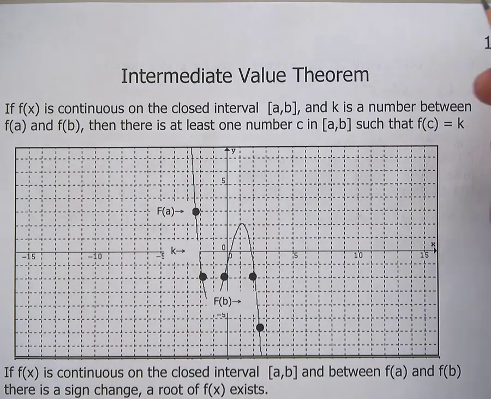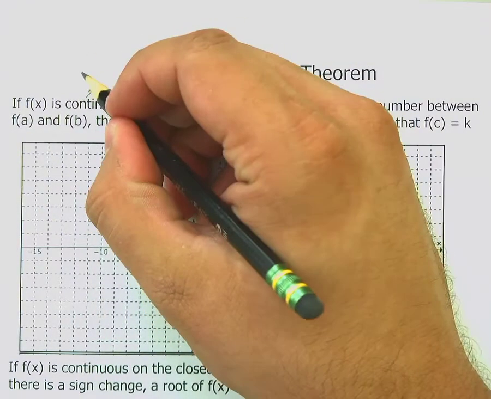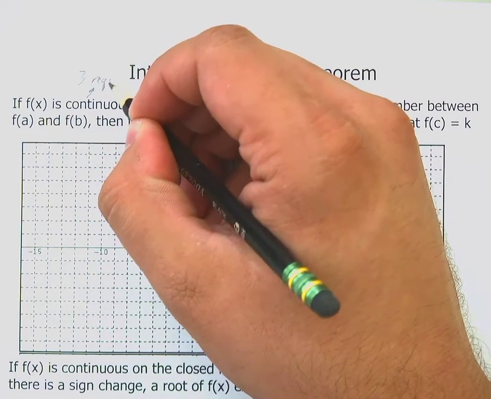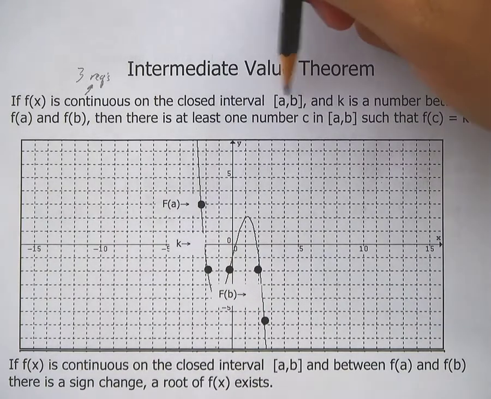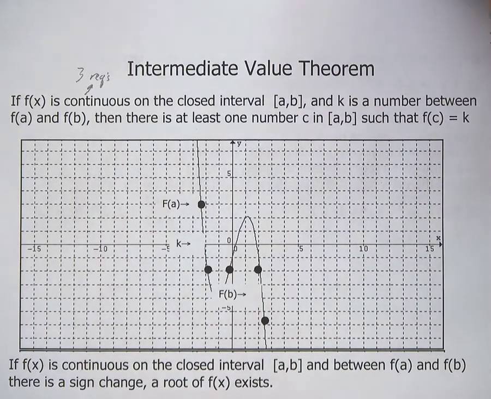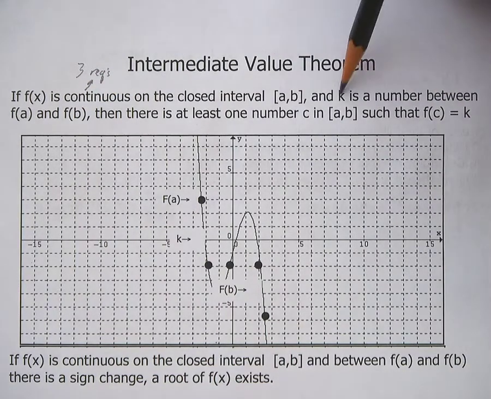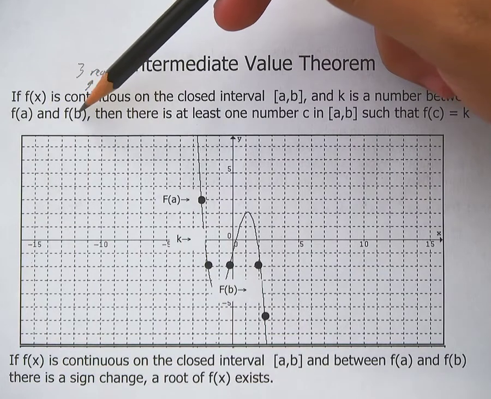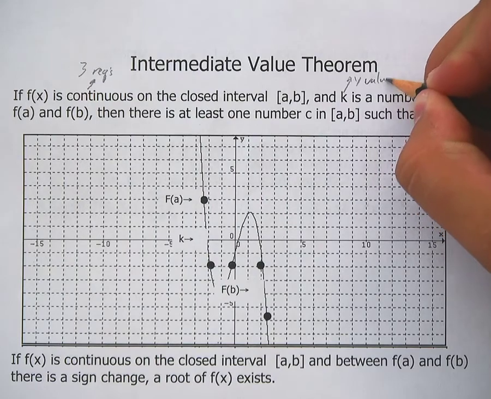All right? If f of x is continuous, everybody remember continuous, I want you to write down that there are three REQs, three requirements for continuous. Remember we talked about that a little while ago. I'm going to go over it again in a second. On a closed interval AB, these are your x values from A to B, and k is a number between f of A and f of B. That means that k is a y value.